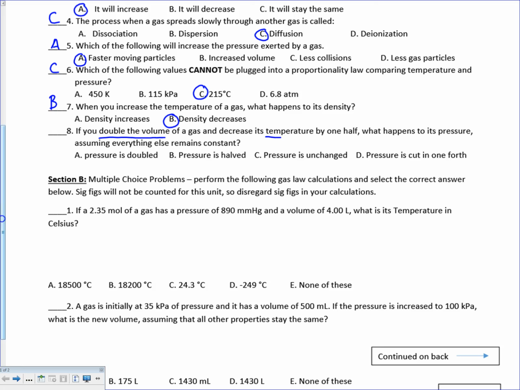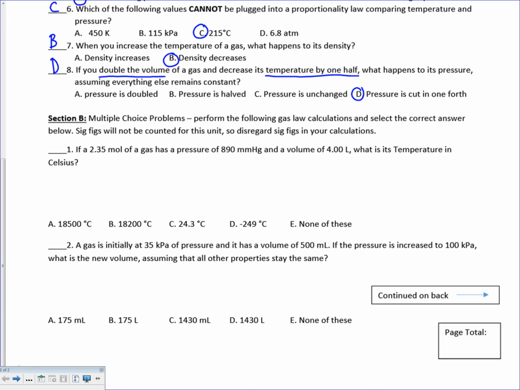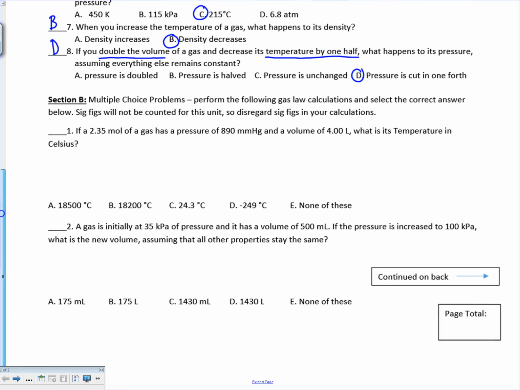On to these problems down here. We're going through, watch the units on these if you're plugging it into PV equals nRT. Also, with the proportionality laws, make sure that you're watching the units there. The units you put in are the same as the units that you get out. So this first one is just a PV equals nRT equation. We've got all the information. We just need to plug it in. It's not asking us for a before and after sort of situation. It's just asking us to plug things in.